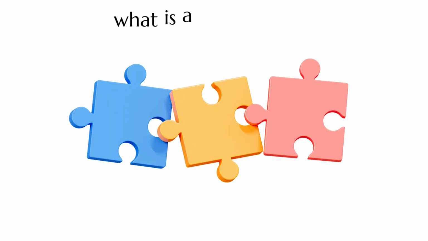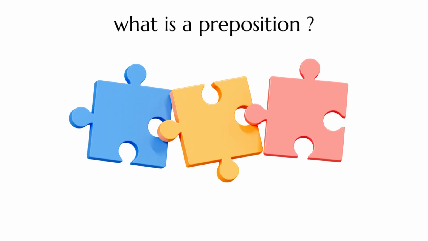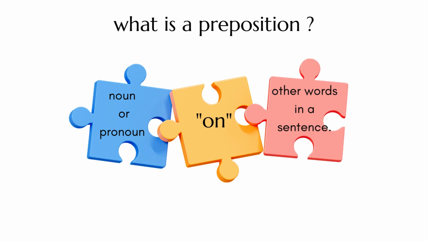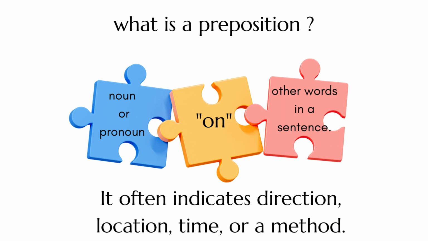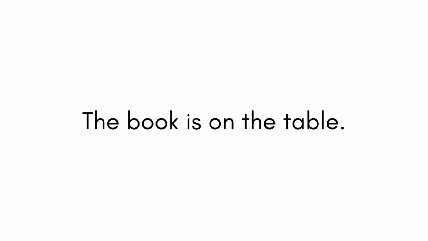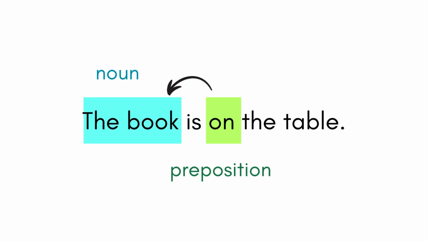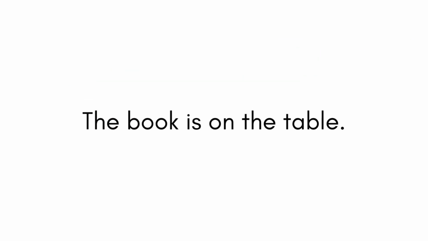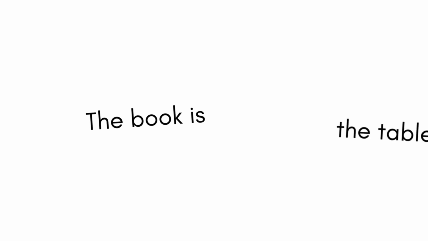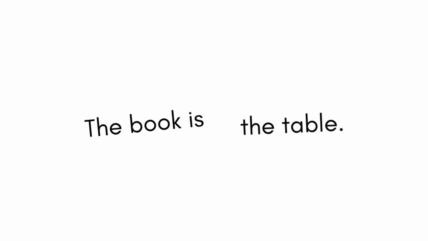Preposition. Well, what is a preposition? A preposition is a word used to show the relationship between a noun or pronoun and other words in a sentence. It often indicates direction, location, time, or a method. For example, in "the book is on the table," on is the preposition showing the relationship between the book and the table. Prepositions are quite important. Without them, sentences would be jumbled and confusing, lacking direction, time, or place references.